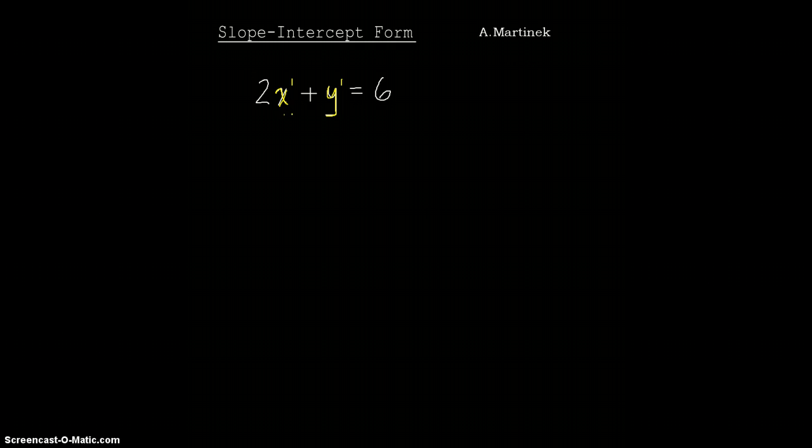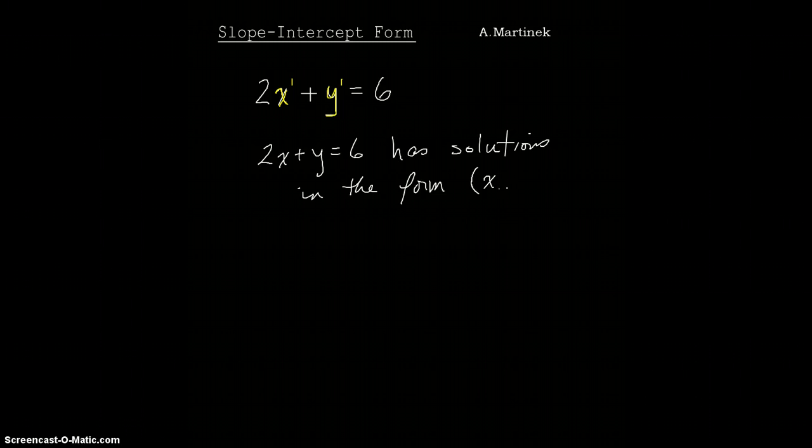So we know that this particular equation, 2x plus y, has solutions in a specific form, has solutions in the form of ordered pairs, parentheses x, comma, y, and parenthesis. These pairs, when plotted on a coordinate system, Cartesian coordinate system, form a line.